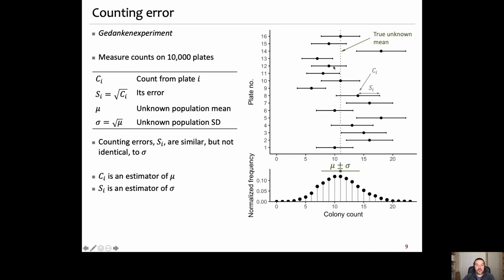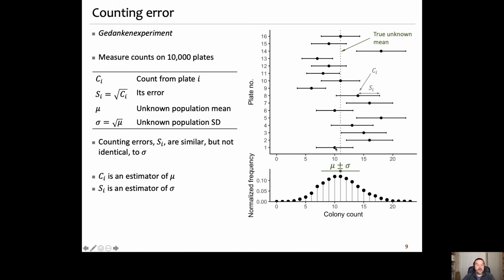If you continue this experiment and do it 10,000 times, you can then build a distribution of the results. This is the distribution of 10,000 counts like this. And this is actually a Poisson distribution, a counting distribution. It has a mean, and the mean value is represented here. And there is also a standard deviation of the entire distribution, which is the square root of the mean.